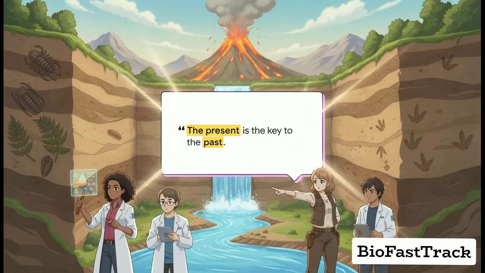The present is the key to the past. We call this the principle of uniformitarianism. It basically means that the geologic processes happening right now, things like erosion, sedimentary deposition, volcanic eruptions, they worked exactly the same way millions or even billions of years ago. By understanding today's processes, we can accurately reconstruct these ancient environments. It's like a giant puzzle.